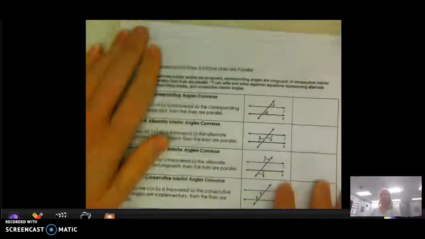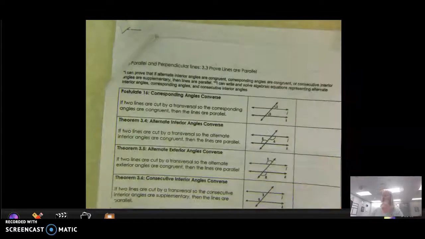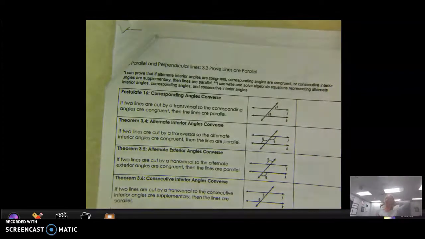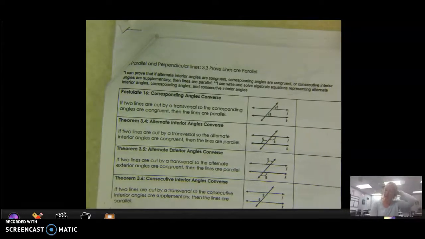Hey guys, okay, we are moving on to 3.3, which is essentially just the opposite of 3.2, so it's backwards. It's like the converse of 3.2. You will have a quiz on Wednesday. Your quiz will be over 3.1, 3.2, 3.3. So all the stuff with lines, transversals, the angle pair relationships, and then if the lines are parallel, what additional relationship they have, okay?